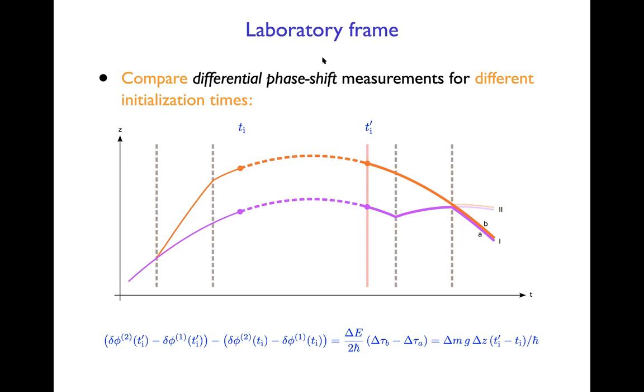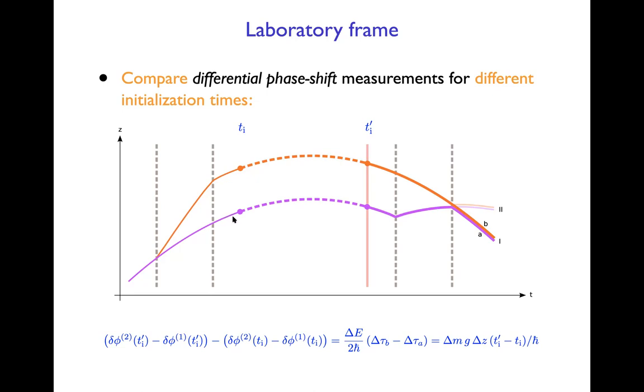And then you can easily convince yourself that the difference between these two is given by the energy difference, delta E, times the difference between the proper times accumulated along the two arms of the interferometer. So these two are simultaneously initialized at two different times in the lab frame, and they have the same velocities along the two arms. So the difference in proper times is entirely given by the different gravitational time dilation, the gravitational redshift, which for an approximately uniform gravitational field is given by this.